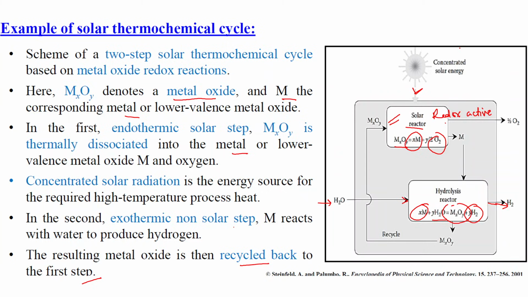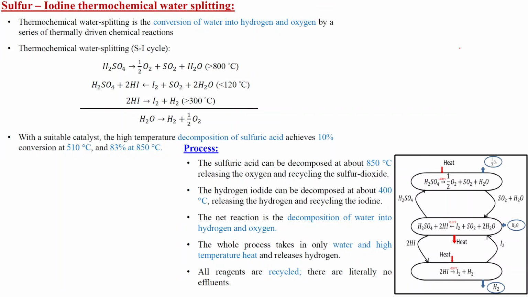Coming on to a type of thermochemical water splitting, it is the sulfur iodine thermochemical water splitting. Thermochemical water splitting is a conversion of water into hydrogen and oxygen by a series of thermally driven chemical reactions. So the SI cycle: what happens here? Here we use sulfuric acid, which decomposes, releasing oxygen and sulfur dioxide.